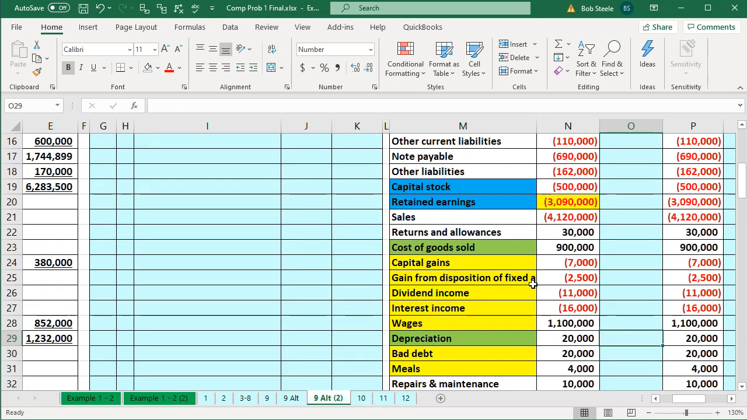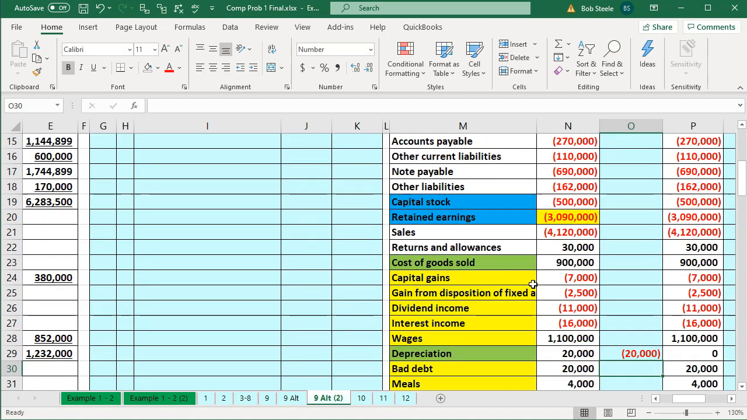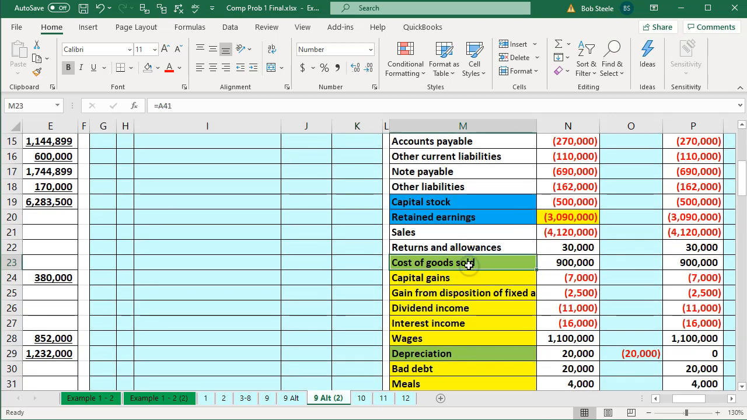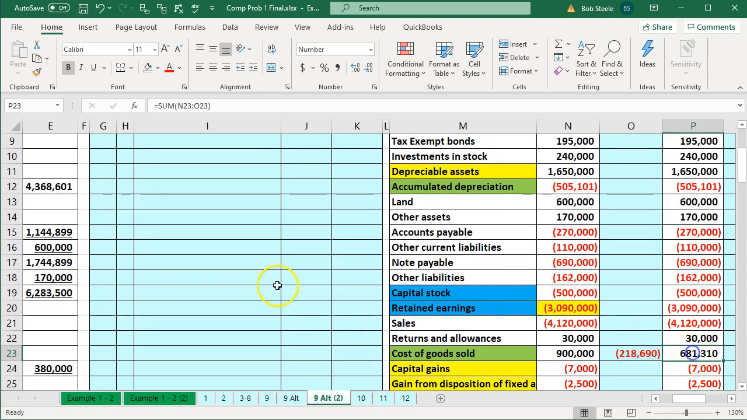And so I'm going to be in 029 equals, scrolling back up. We're going to pick up that 20,000, bringing it back down to 0. Then we're going to go to the cost of goods sold. So cost of goods sold is here. I'm in 023 equals, scrolling back up. We're going to pick up that 218,690. So that brings it down.